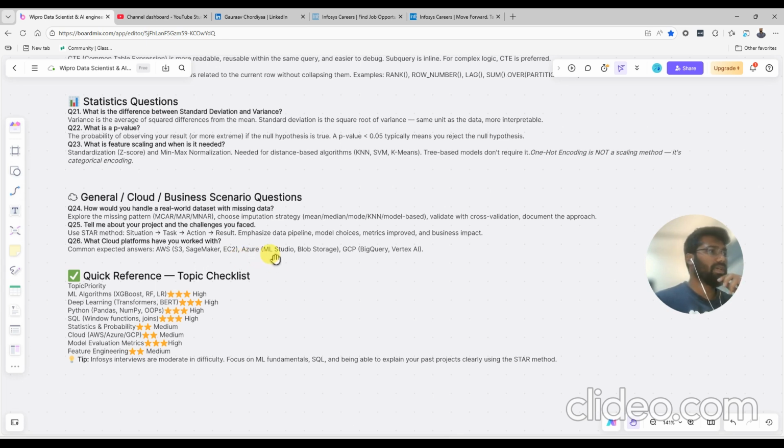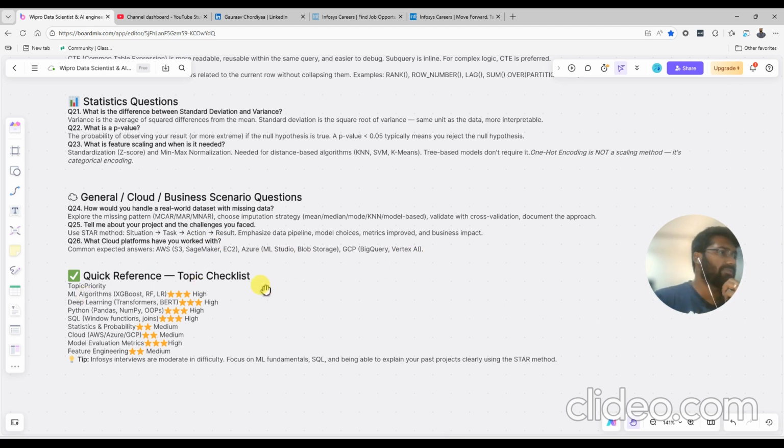Now Azure has the ML Studio, basically same as SageMaker. Blob storage, basically same as S3 bucket, the storage available in the cloud. GCP BigQuery, we can write SQL queries over there and perform those queries. Vertex AI, so basically same as the ML Studio and SageMaker.